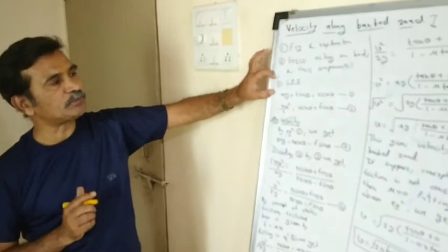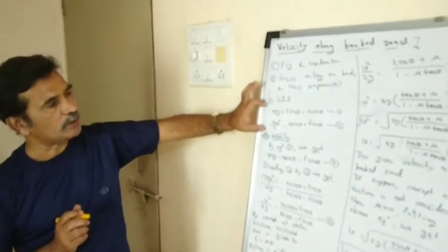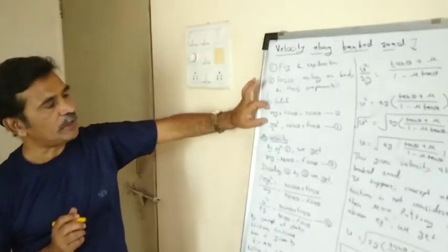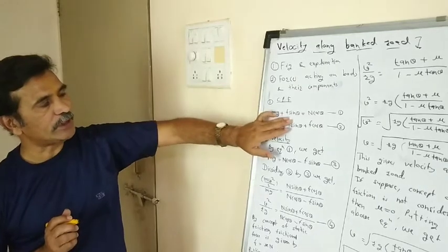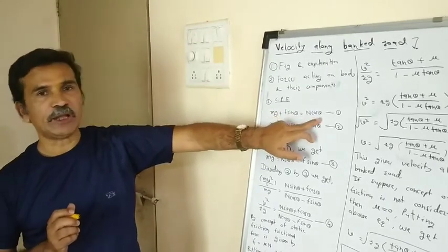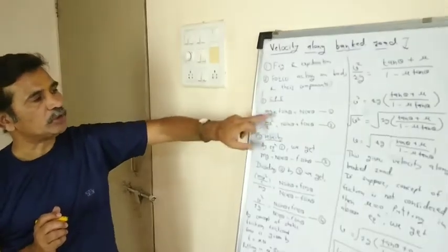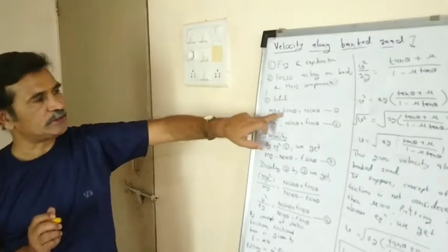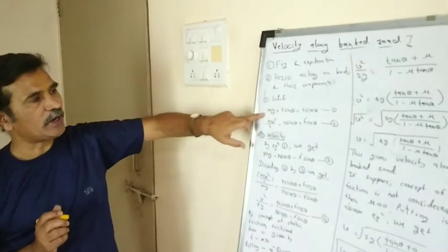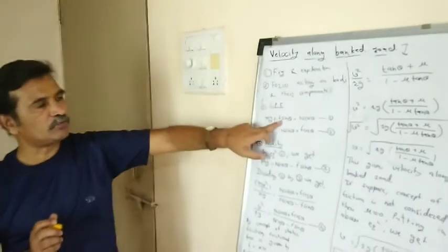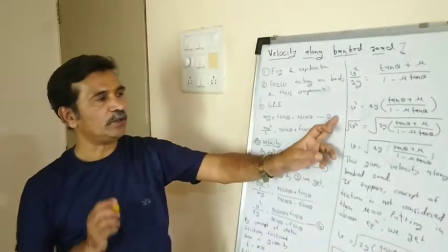Then in the third step we want to introduce the concept of centripetal force. So we require a diagram, and in that diagram we understand that mg and F sin theta are exactly opposite to the N cos theta. So we can say that this N cos theta is balanced by the combination of these two forces, weight and F sin theta. So we get the first equation, mg plus F sin theta is equal to N cos theta.